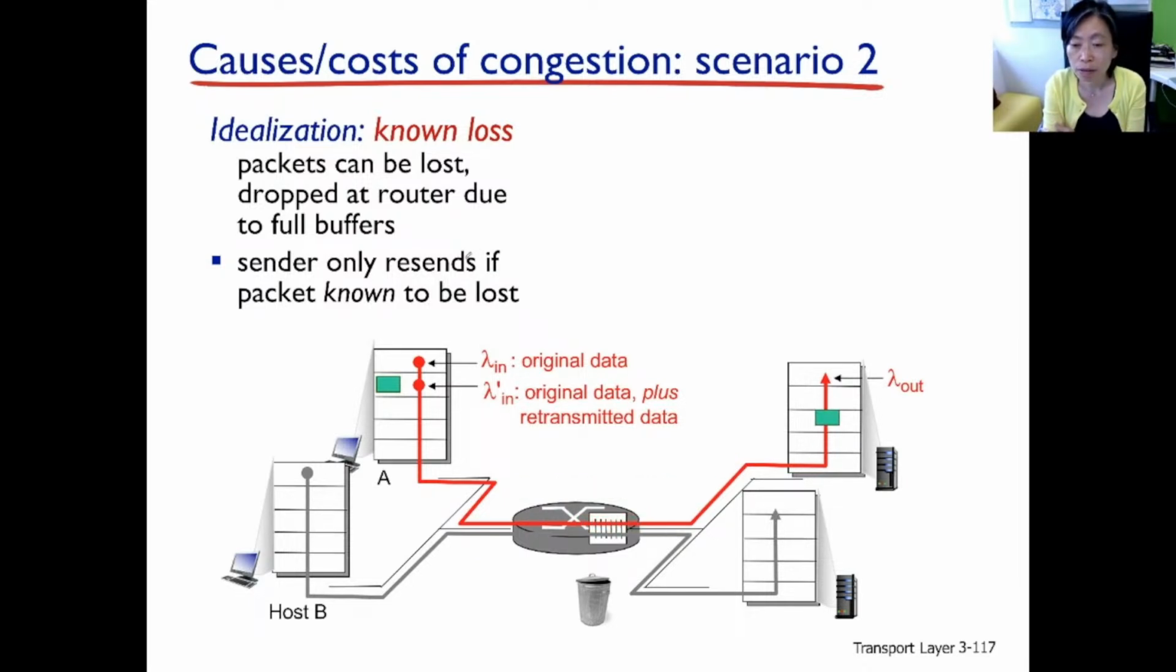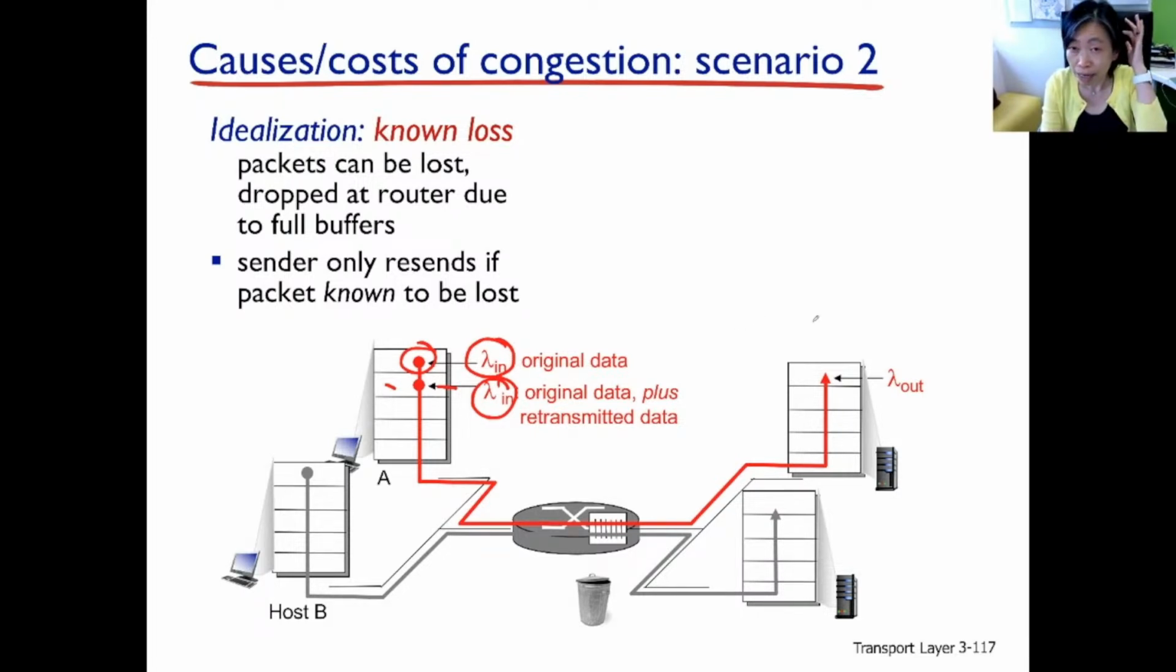The receiver receives the packet, sends back an acknowledgement, and removes the copy of the packet here. You see, at the application layer, only one packet is being sent. But in the transport layer, we send the same copy 2 times. So lambda in prime, the output rate at the transport layer, is definitely going to be higher than the output rate at the application layer.